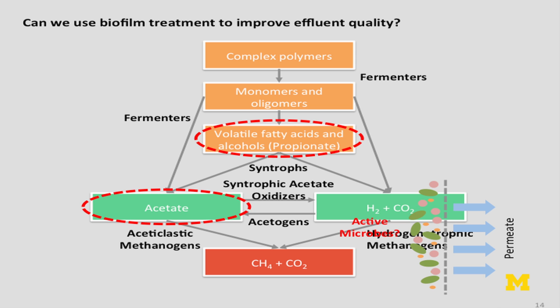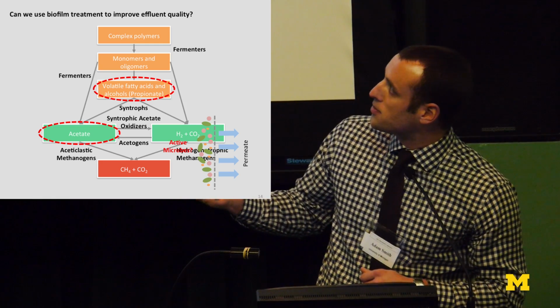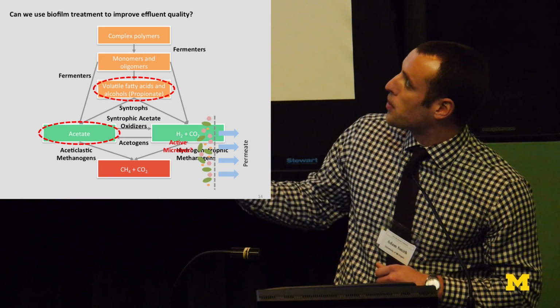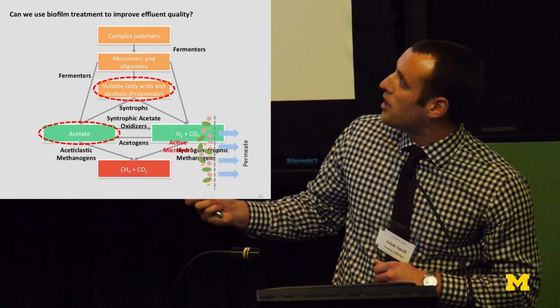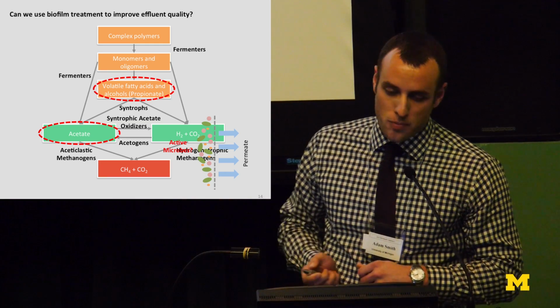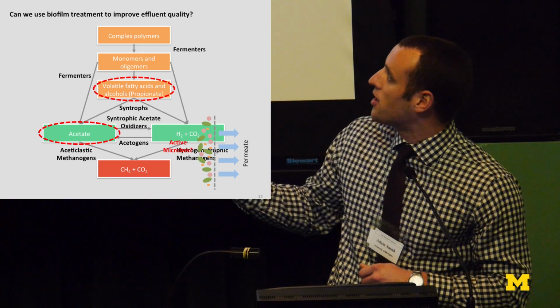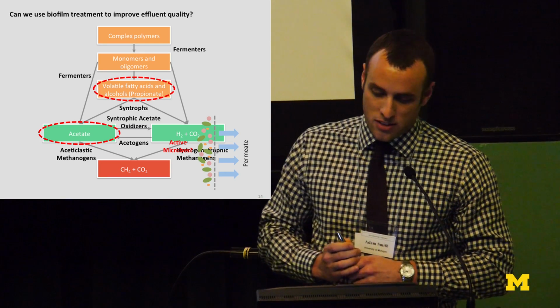So Sherry presented a similar schematic earlier, so I'll go quickly through this. But in anaerobic treatment, we start with complex organic polymers, and those are fermented until we get to some of our intermediate compounds, such as propionate. And then at the bottom half of the metabolisms here, we have syntrophic propionate oxidizers, for example, that produce acetate, hydrogen, and CO2. Those are ultimately converted into methane and CO2 or biogas by acetoclastic methanogens, and then also hydrogenotrophic methanogens.